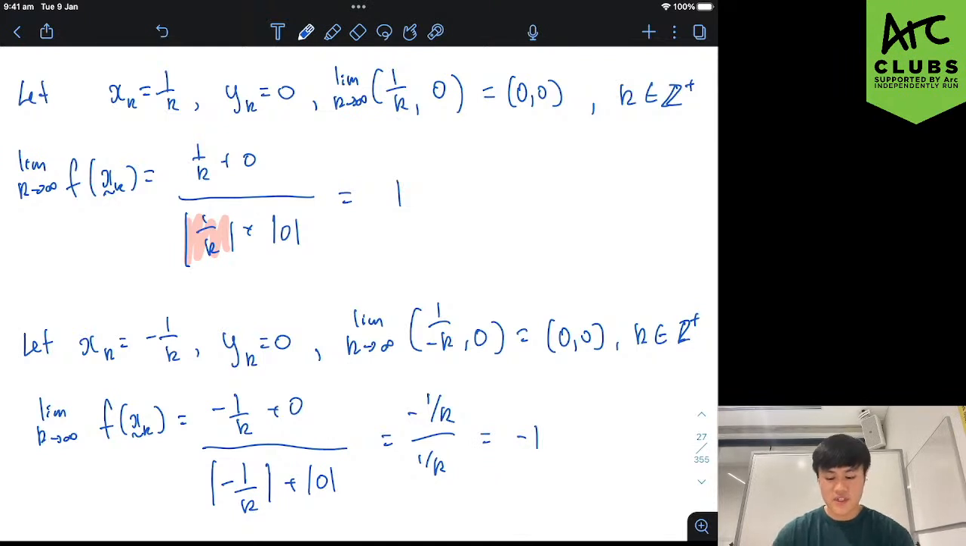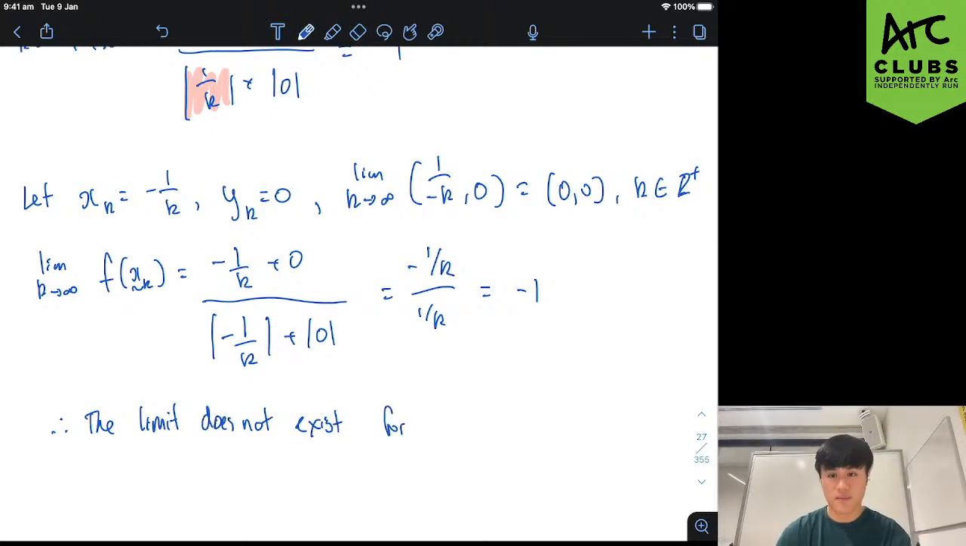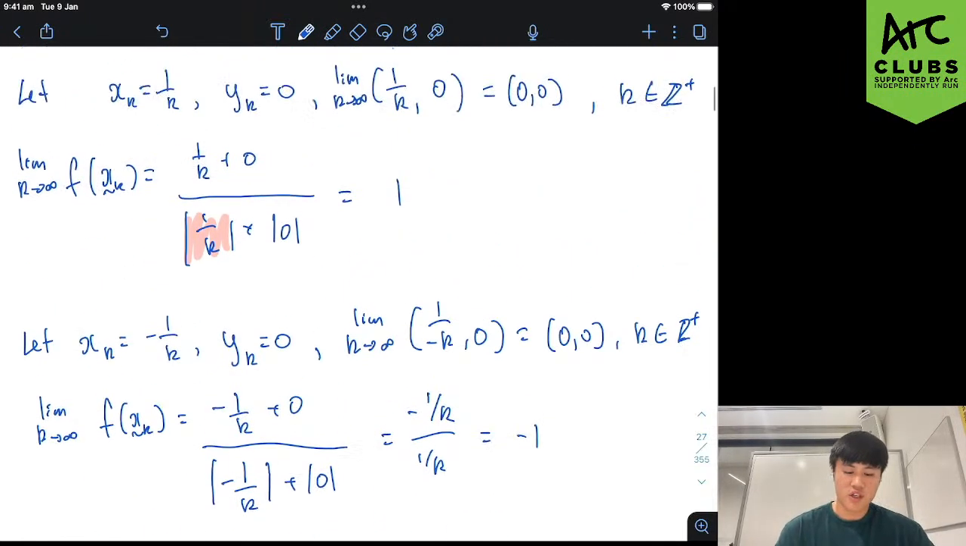All right, so now what we see is that these two sequences produce different results for f of that sequence, and therefore the limit does not exist at (0, 0). All right, that's this question here.